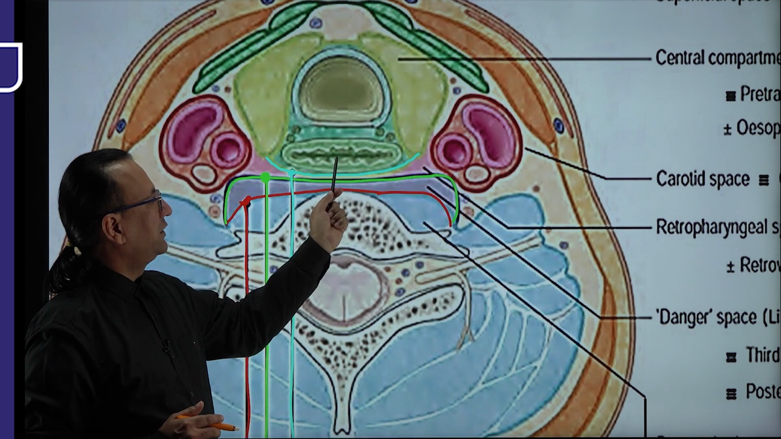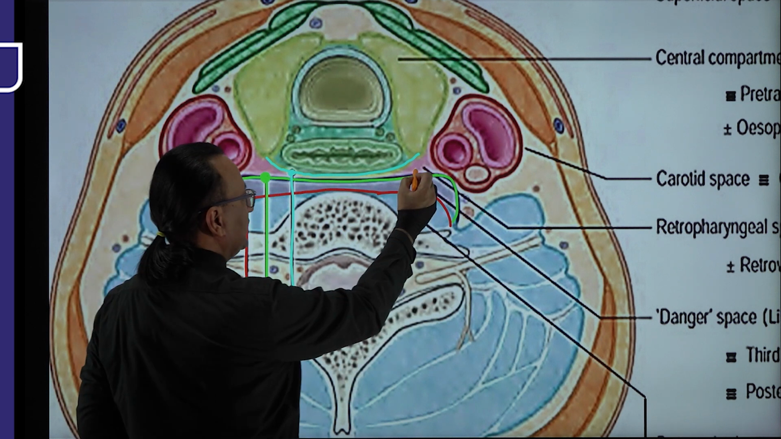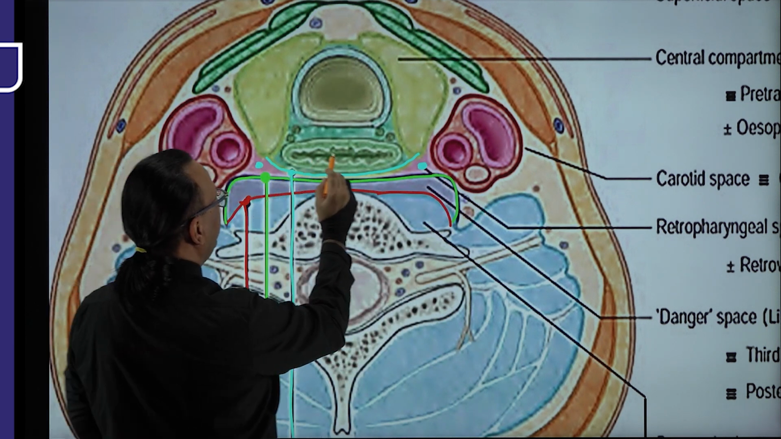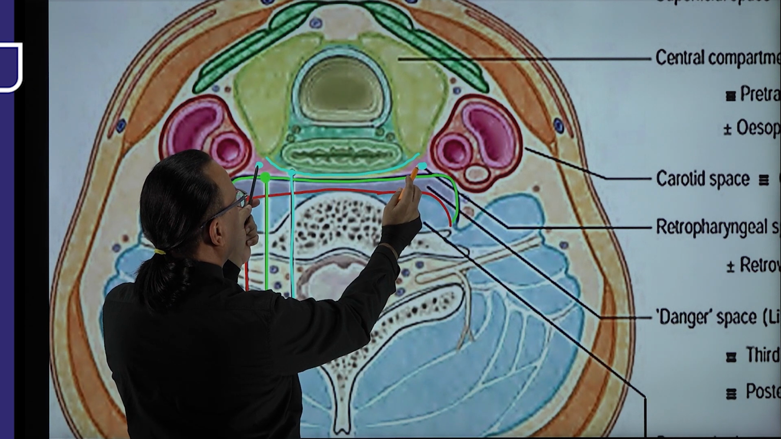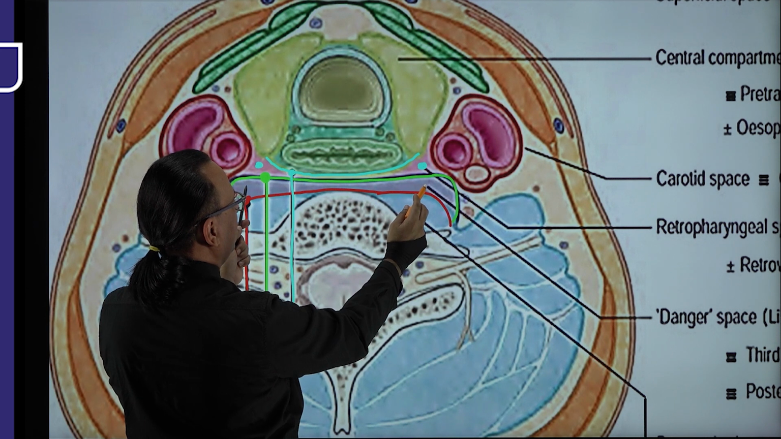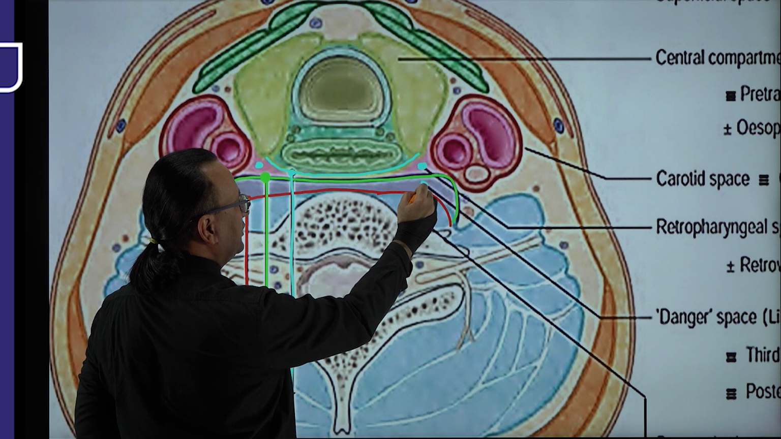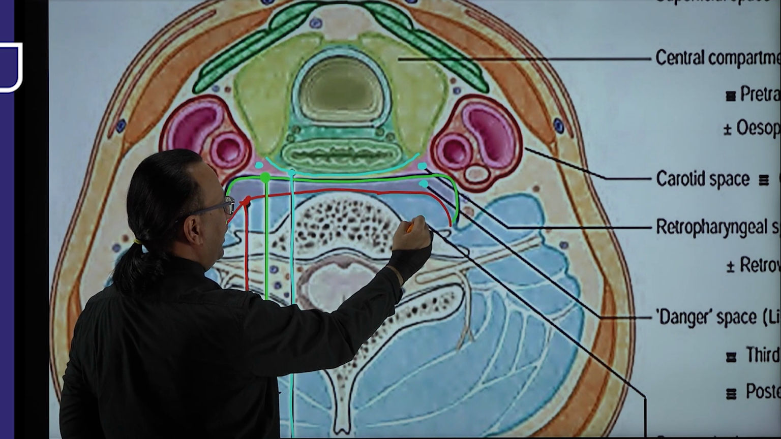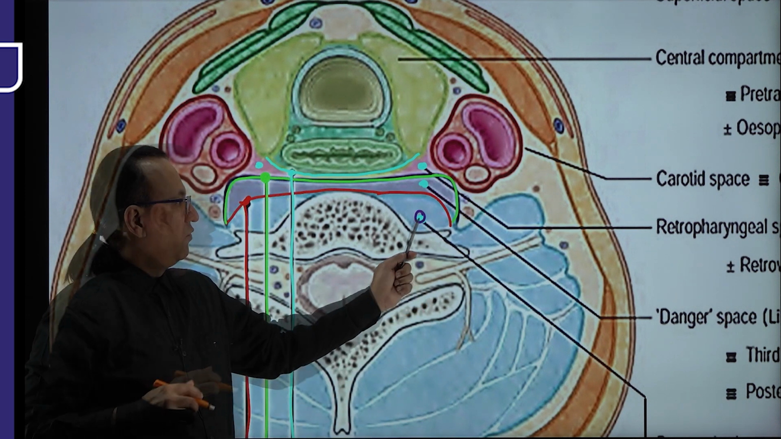Now, what is this space behind the pharynx? That is going to be the retropharyngeal space on the right side and on the left side. So if we say this is the trachea, this is pharynx, behind the pharynx is the retropharyngeal space. And what is this space which is bounded between the two layers of prevertebral fascia? That is the danger space. And what is the space which is in front of the vertebra? That is prevertebral space.